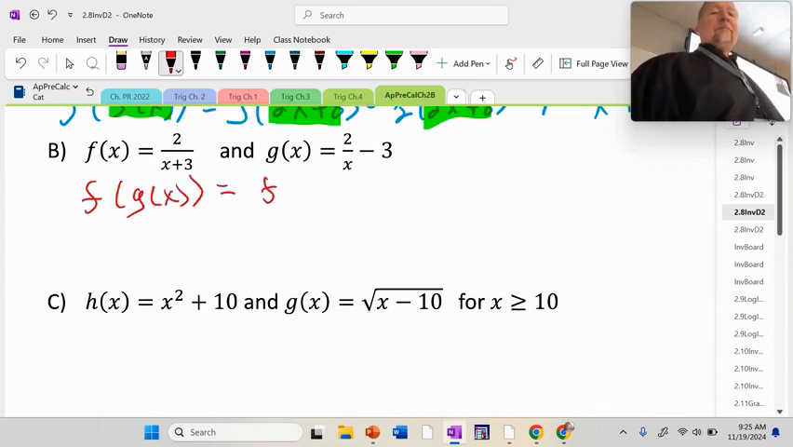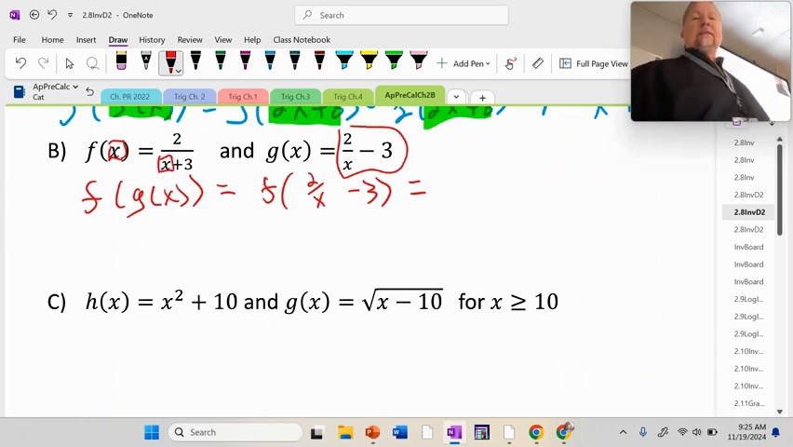Okay, no highlighting. f of g of x. Here's g of x, so f of 2 over x minus 3. And then no highlighting. f of, wherever there's an x, I'm putting that in its place. So this is 2 over x minus 3, plus 3. Right? Okay, so I put this in here, but I don't really need that block in there.